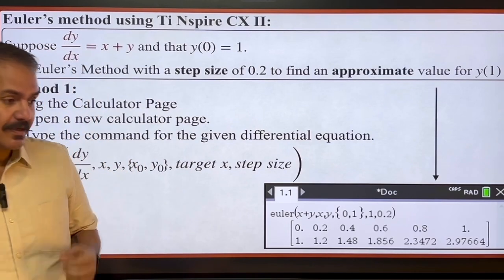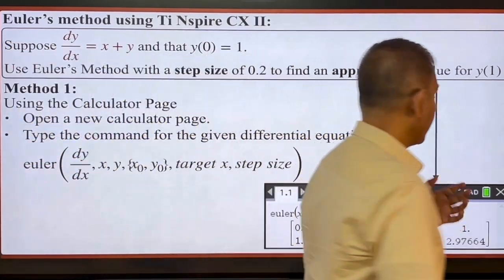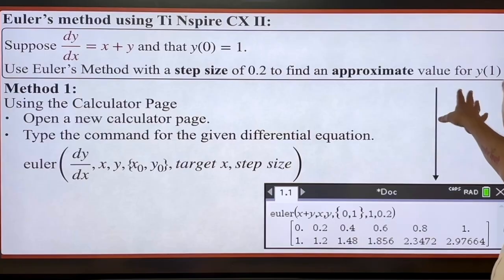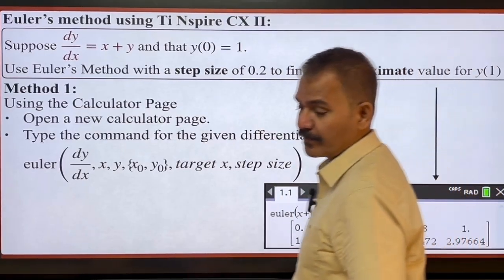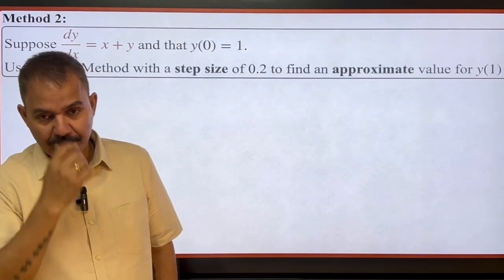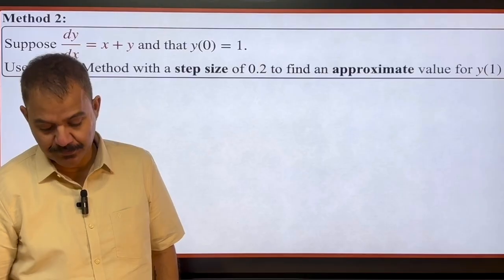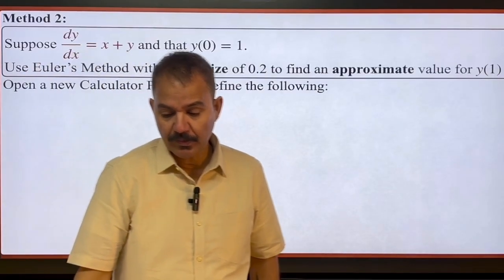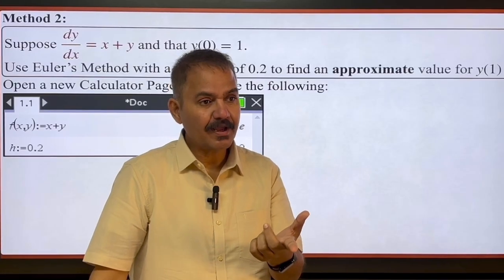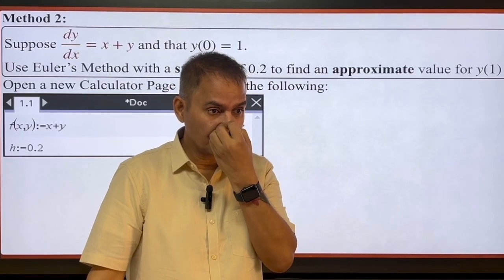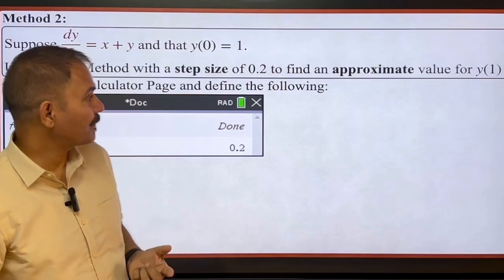There is one more method to find a specific value of y for a value of x using TI-Nspire. So let's quickly explore that second method. The second method we use with the help of a calculator page, and then we also use a data spreadsheet.